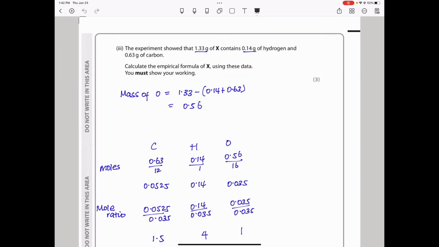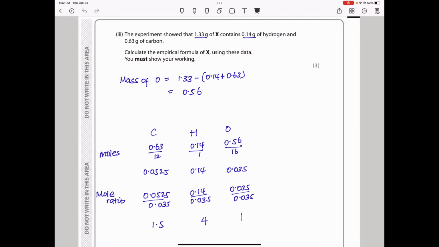The experiment shows that 1.33 grams of X contains 0.14 grams of hydrogen and 0.63 grams of carbon. Calculate the empirical formula of X using this data. You must show your working. So here, since we know the mass of hydrogen and the mass of carbon in the organic compound, compound X, we can get the sum of these masses and then subtract it from the original mass of X to find the mass of oxygen.